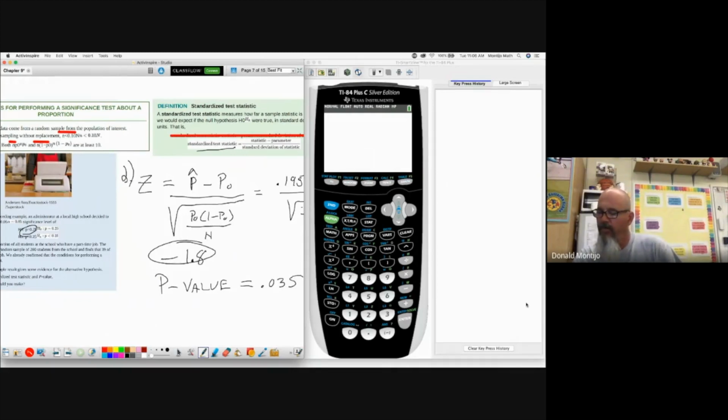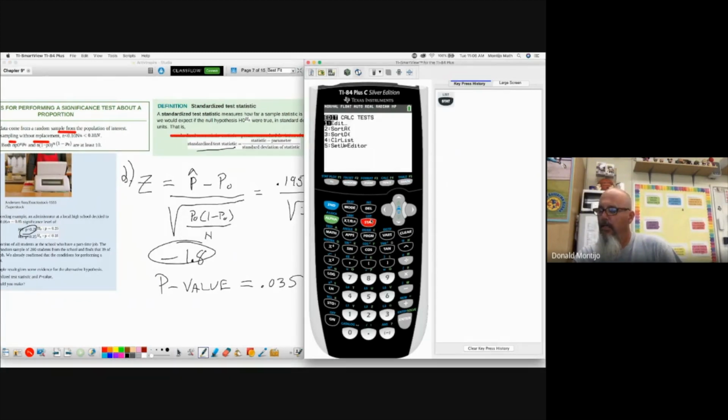Okay, remember our favorite button? Stat. What are we going to do? Test. What kind of test is it? Oh, it's a proportion. Do we have one or two proportions? Just one. Okay, so the calculator is going to call this a 1 prop Z test, and it's going to ask us for something. Oh, what's the null? Well, we claim that it's 0.25.